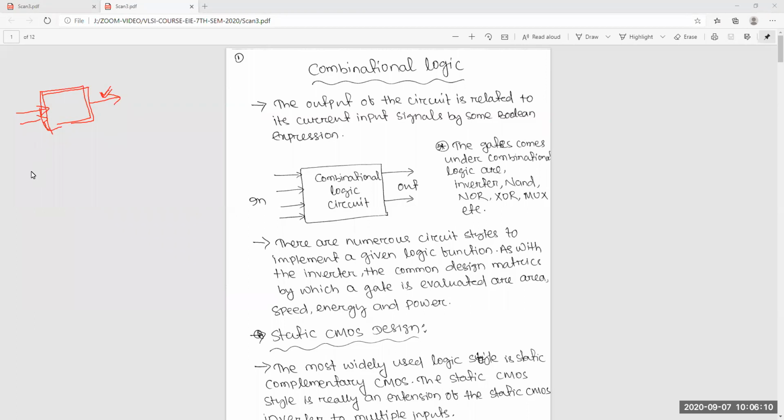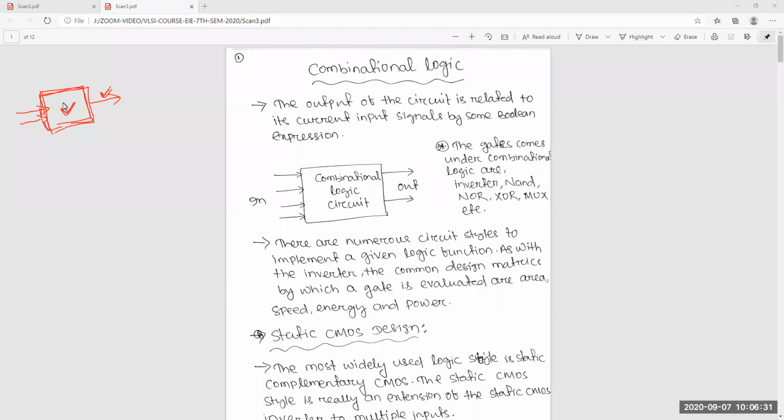So we need to learn what a combinational circuit is, how we will design it, what its characteristics are, what the advantages and disadvantages are, and what the design styles for combinational logic are. We'll study all these things here. First of all, you should know what a combinational circuit is. Okay, combinational logic. Suppose this is a black box.